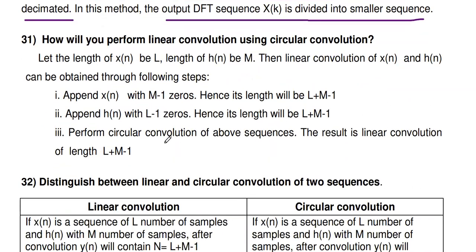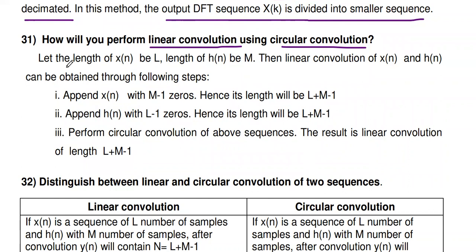Then the next question: how will you perform linear convolution using circular convolution? Already we studied linear convolution in signals and systems, and we studied circular convolution in digital signal processing. In circular convolution there are 2 methods, the graphical method and the matrix multiplication method. We solved some circular convolution problems in the lecture videos. And we can perform linear convolution via circular convolution using 2 methods, the overlap save method and the overlap add method.